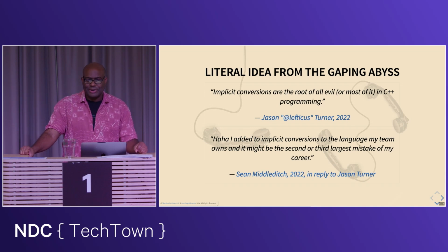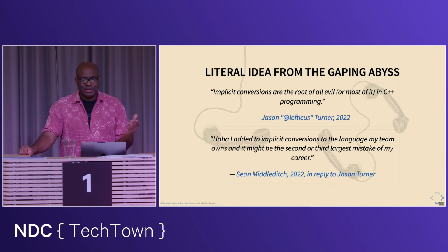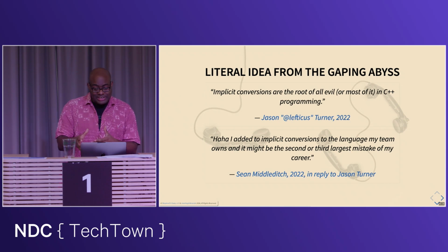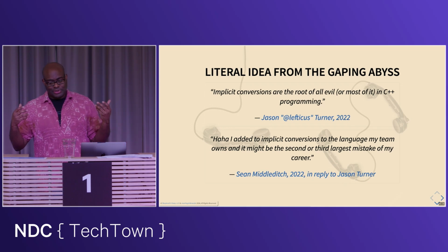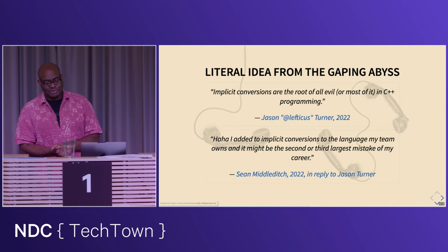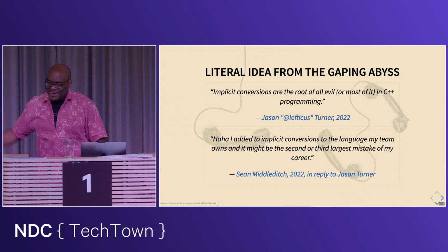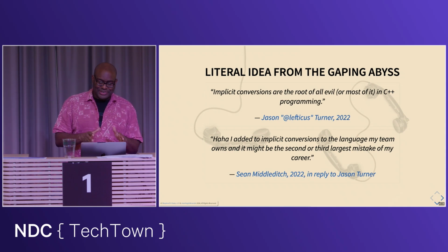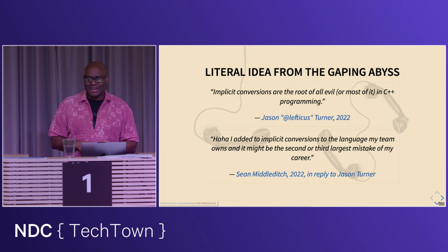Usually we say, oh, it's inheritance, it's the base class of all evil, right? If you're Sean Parent or something. Usually there are other people who have very specific ideas about the horrible things you can do in C++. But if you talk to Jason Turner, hey, Jason's here, he says implicit conversions are the root of all evil, or most of it, in C++. And having programmed as much as I have, he's kind of right.